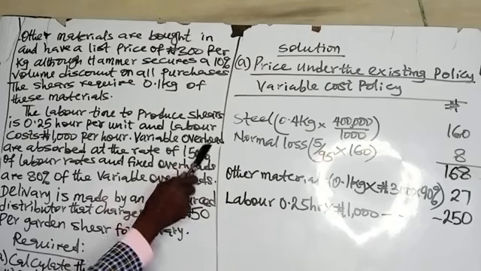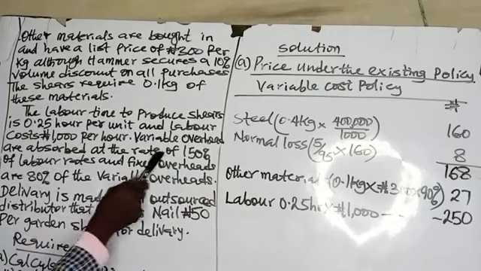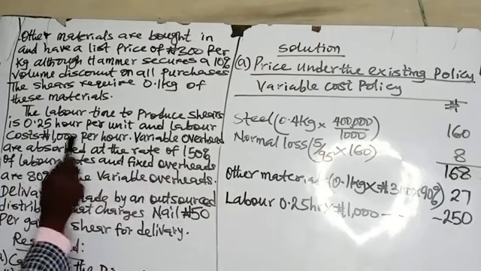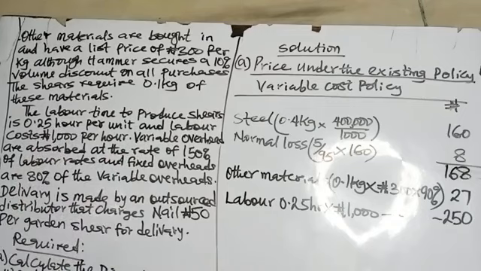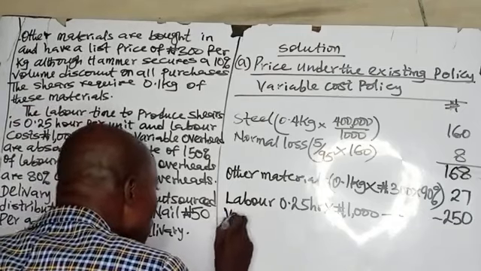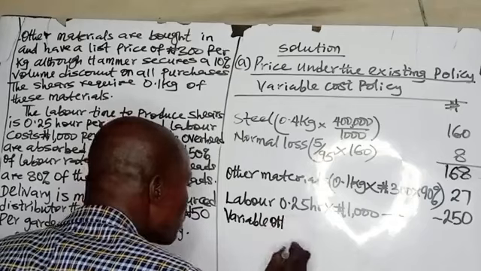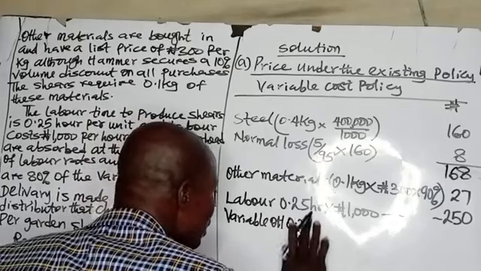Variable overheads are absorbed at the rate of 150% of labor rate. The labor rate is 1,000 naira, so 150% of 1,000 naira. For variable overheads, the same hours for labor are used.